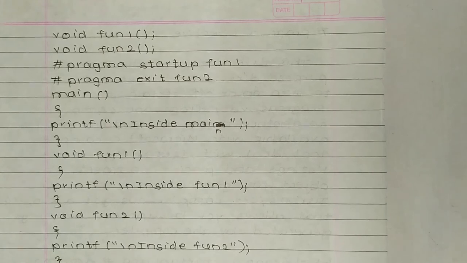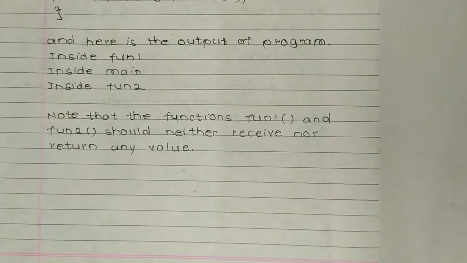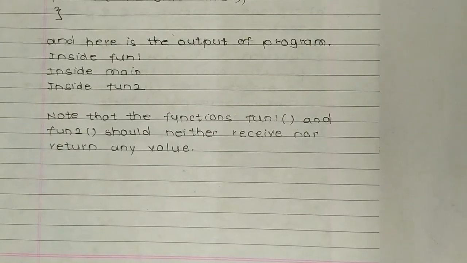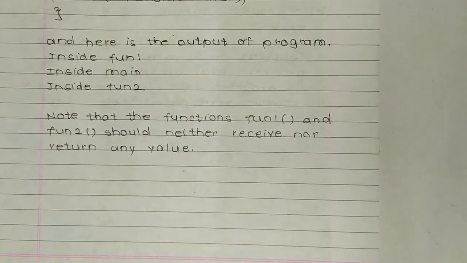So let us see the output of this program. Output of this program is: inside function 1, inside main, inside function 2. Note that the functions fun1 and fun2 should neither receive nor return any value.